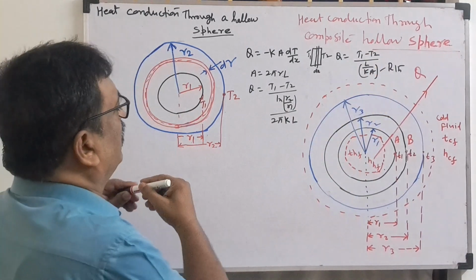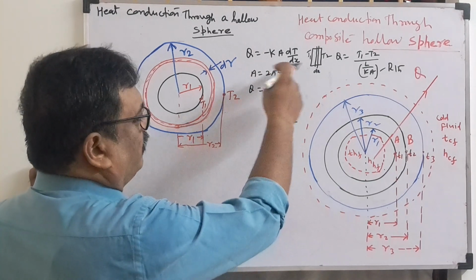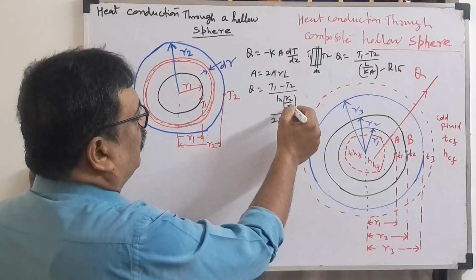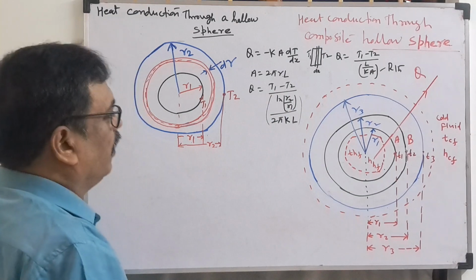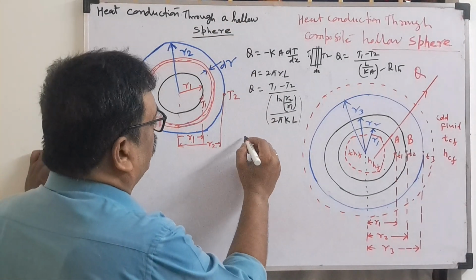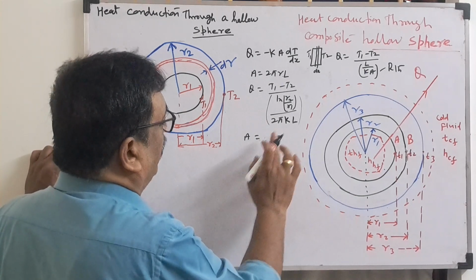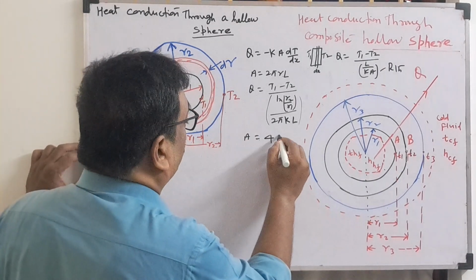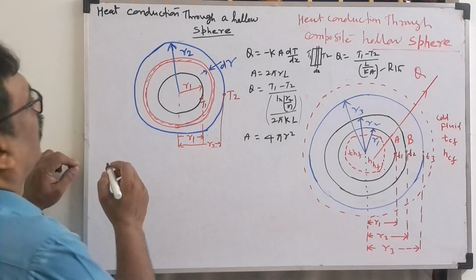For the cylinder, we take the area as 2 pi R L. If we solve this, we integrate both sides and get ln R2 by R1 over 2 pi K L. This is the thermal resistance for the cylinder. Now we are going to take heat conduction through a hollow sphere. Here the area will be 4 pi R square, and we'll get the formula for this hollow sphere.